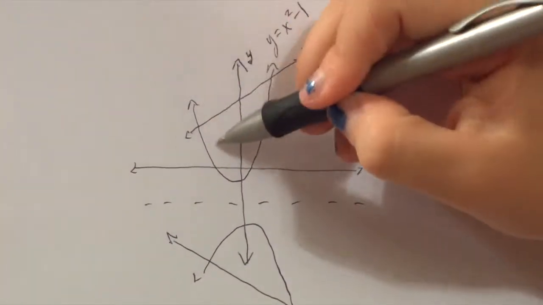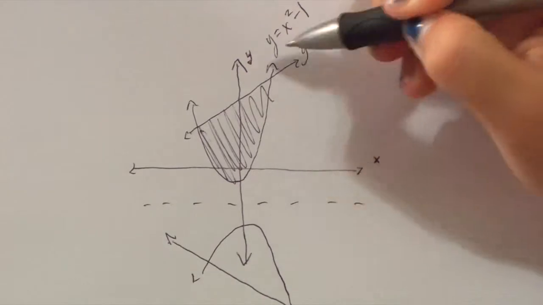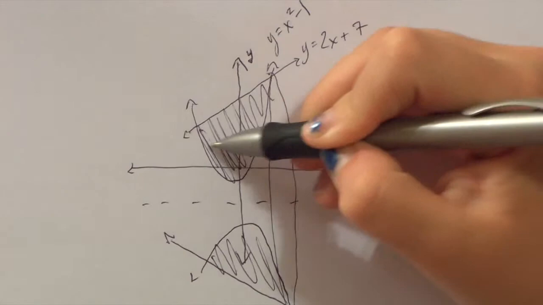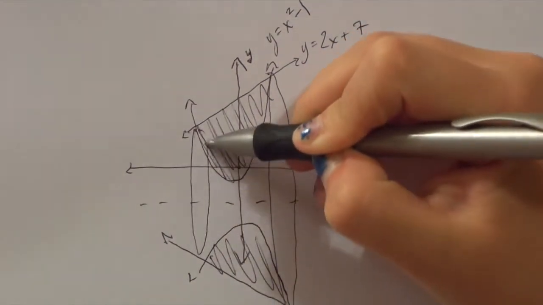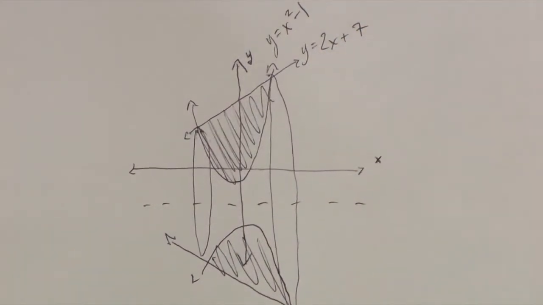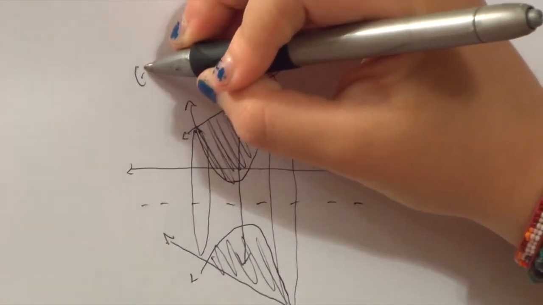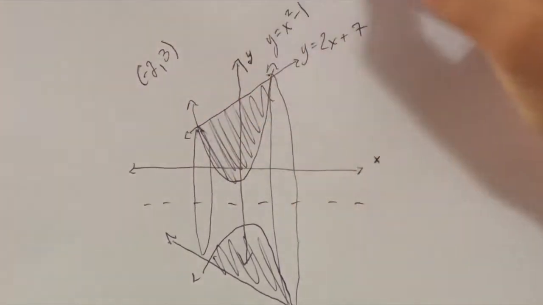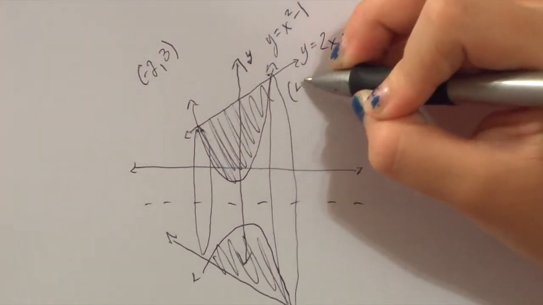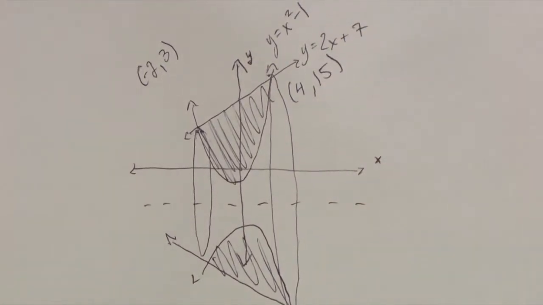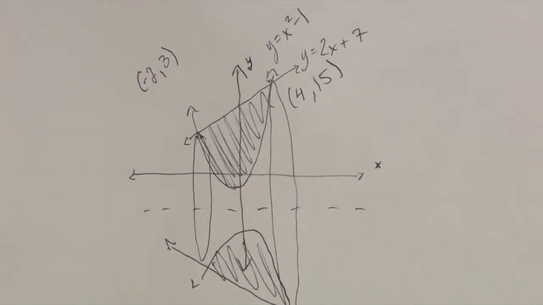In order to find the volume, you need to rotate it, which will make it look like a washer. And the points where the two equations intersect are (negative 2, 3) and (4, 15). This will be important later. Now we can start solving the problem.